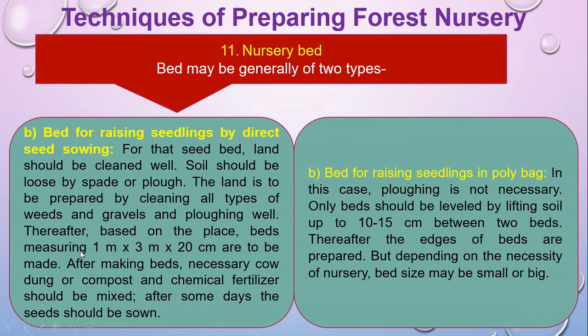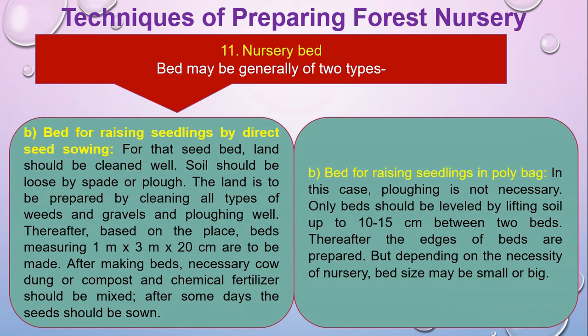The size will be 1 meter wide and 3 meter length, and 20 centimeter high, and that land soil should be properly friable, no clods will be present, and properly leveled, and make sure no weeds and no other plant debris will be present on that seed bed. This is called a permanent seed bed as well. And then you have to mix the compost or cow dung or chemical fertilizer with that bed soil properly, and then after some days you can sow the seed inside that seed bed.